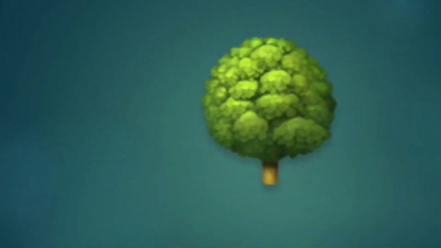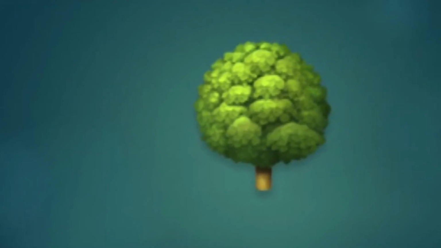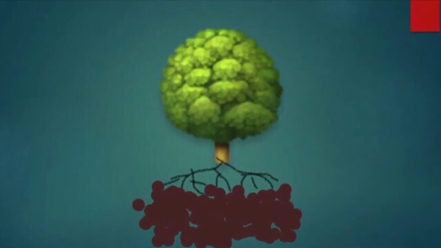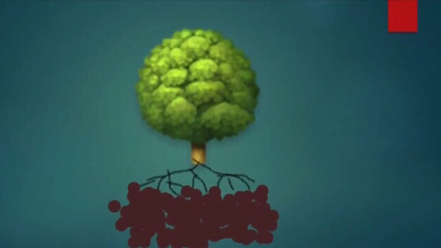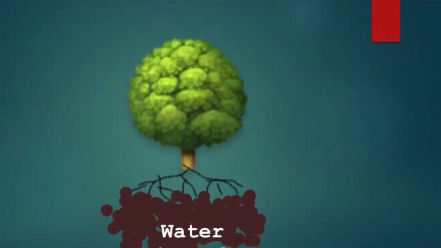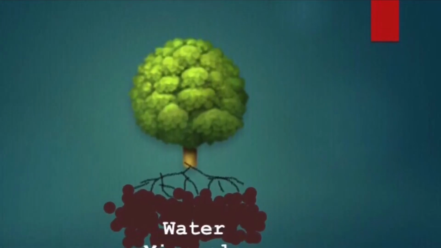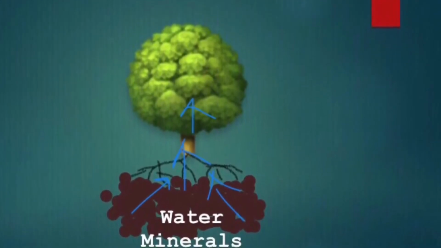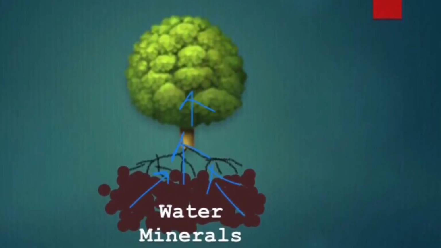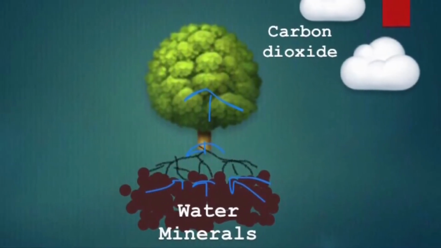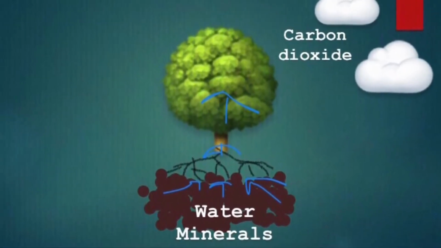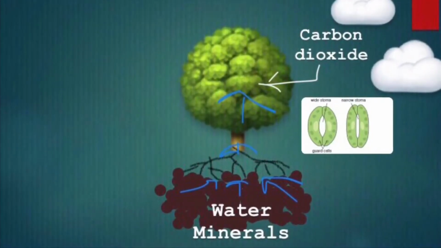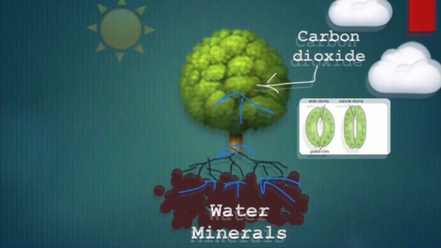To begin with, let's say I have a tree here, and these are roots embedded in soil. Roots will absorb water and different minerals from soil. So, water and minerals are transported up to the leaves. Since photosynthesis occurs in leaves, it takes carbon dioxide from air through tiny pores, that is, stomata. These stomata are covered by an outer layer known as guard cells.